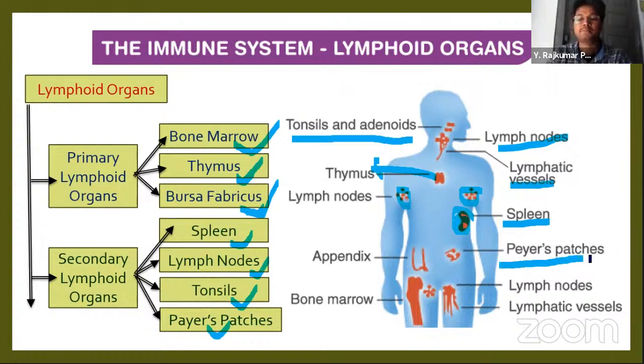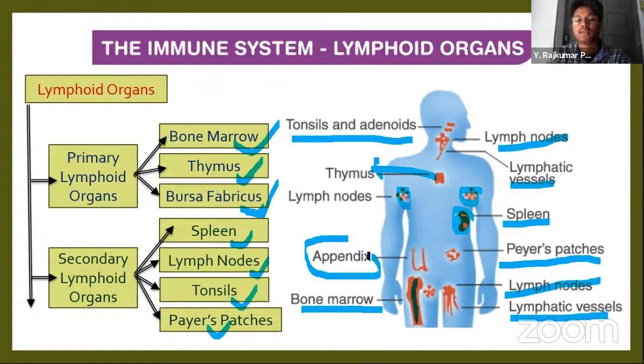Next, Peyer's patches are located in the intestinal region, and lymph nodes exist all over the body, along with lymphatic vessels. And bone marrow: here you can see the bone, and inside the bone, the hollow cavity, there is a marrow called bone marrow. The appendix also helps as a secondary lymphoid organ. Okay, let's see.